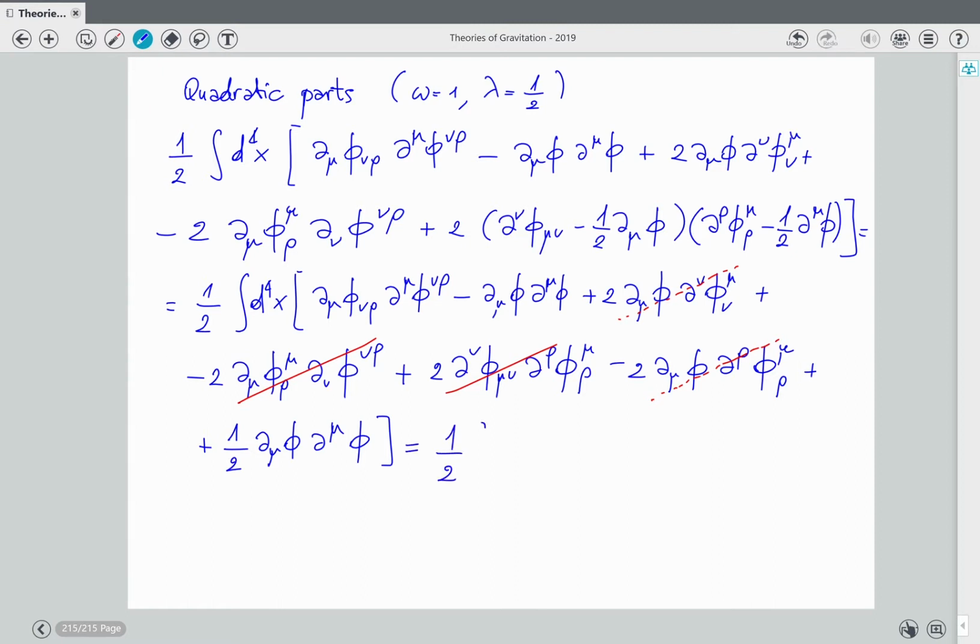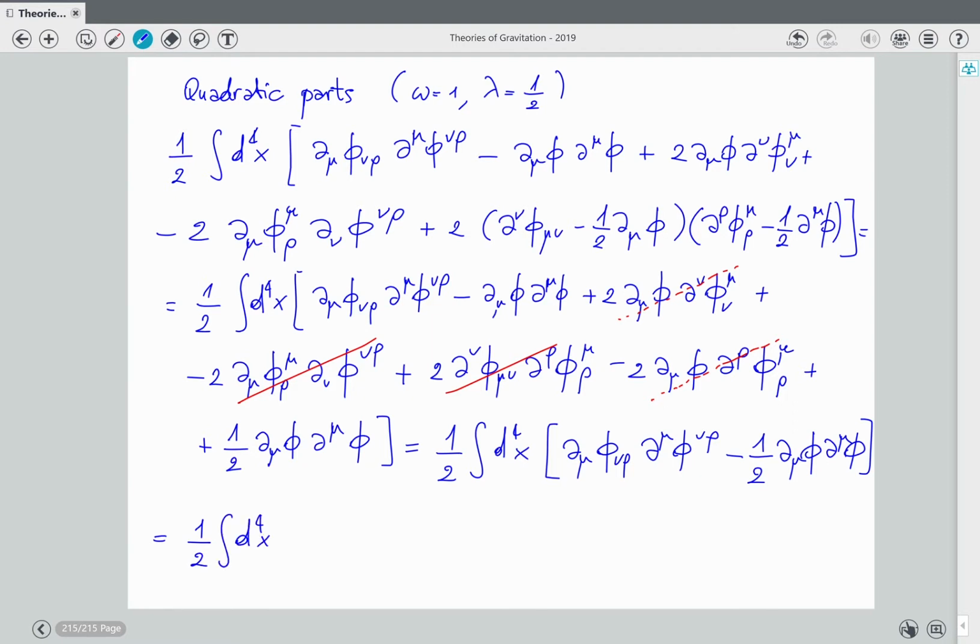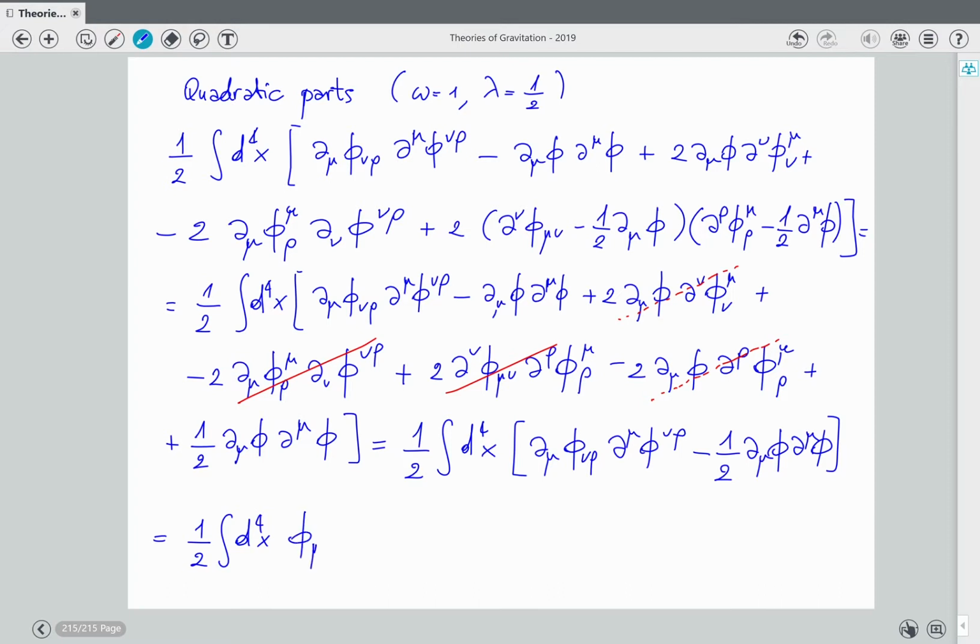Anyway, this is 1/2 integral d4x partial mu phi nu rho partial mu phi nu rho minus, here those two terms are equal, there is a minus 1 and a minus 1/2, so you have minus 1/2 partial mu phi partial mu phi, and that's all. Or if you want, you can also write it like this, d4x. Let me collect the box, because when you integrate by parts, partial mu becomes minus partial mu, and on the other, partial mu becomes a box.